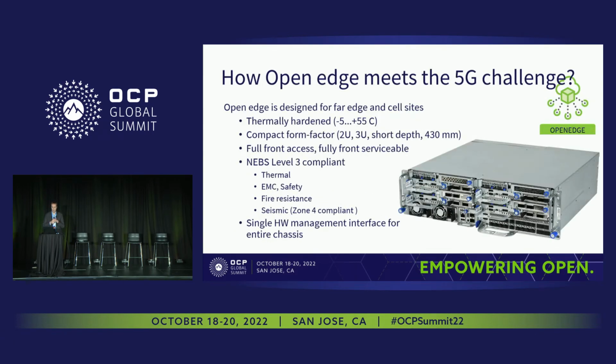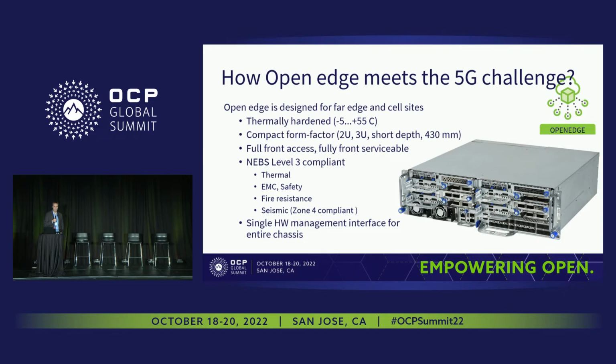Then, how does the OpenEdge meet the 5G challenge for these deployment models? It starts directly from the hardware design itself. It is thermally hardened to fulfill the NEBS level 3 requirements and thermal conditions from -5 to +55. And we can also tolerate down to, for example, -40 by using the outdoor cabinet, which has a warmer if the temperature goes too low.